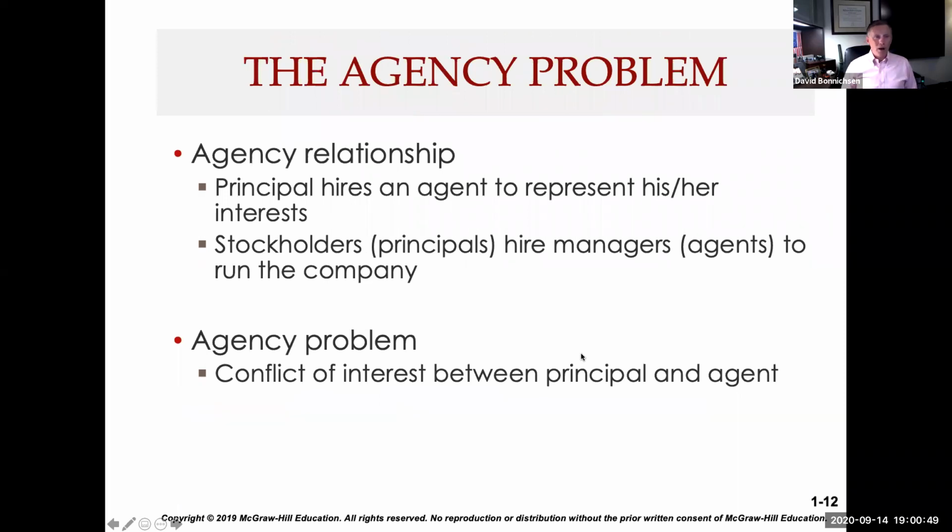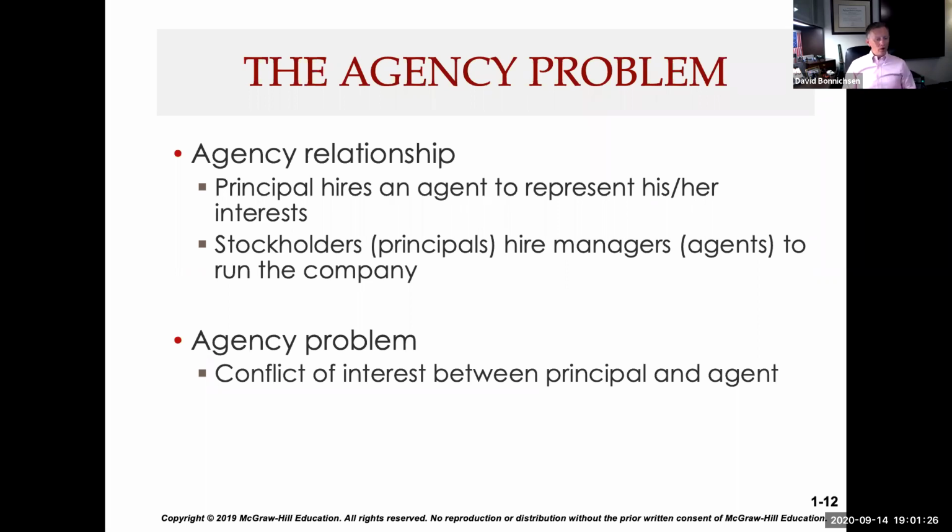So herein lies the problem. Okay, and we call this the agency problem. All right. So we have this relationship that exists within an organization. We have these folks called principals. And they hire an agent to represent their interests. In terms of a corporation, we as stockholders, as shareholders, we are the principals. We are responsible for hiring the managers, the board of directors, the agents to run the company, okay?